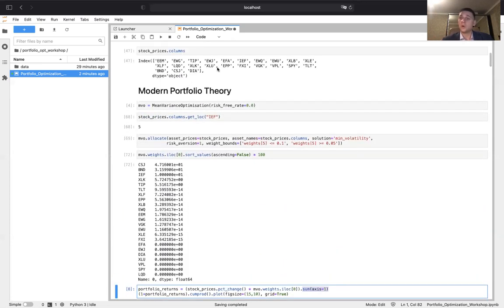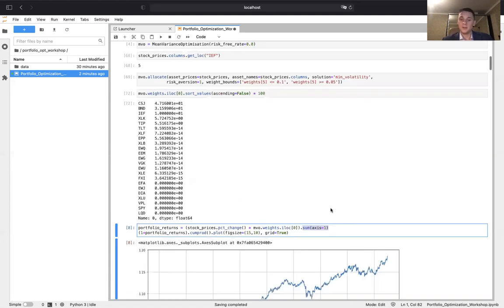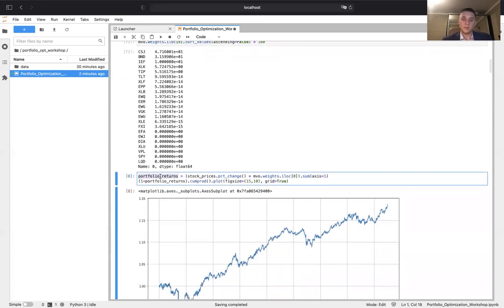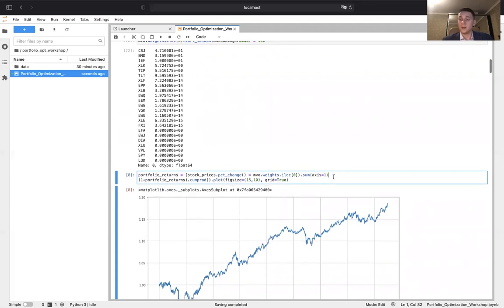Here we just use the whole data and found the optimal portfolio in advance on the whole data set and find how it would have performed in the past. But still, we have found portfolio returns by multiplying the stock price percent changes by the mean variance optimization weights. We have found the sum over the axis, which yields daily returns. And now we find the cumulative product of those returns to understand how $1 invested in our portfolio will proceed over time.